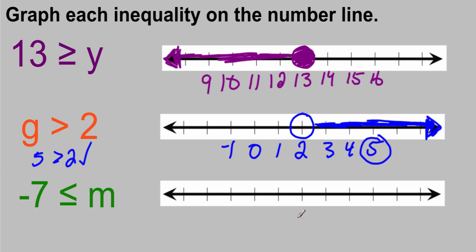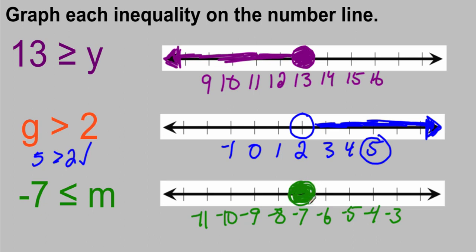-7 is less than or equal to m, and m is greater than or equal to -7. So we're going to start counting. -7, -6. Oh, please remember our integer unit, that they get towards 0 the further to the right we go. All right. Put our circle at -7 and have to decide whether we fill it in. M is greater than or equal to -7. That equal sign is there, so you got to shade. That means it's okay to be equal to -7, so we're shading it in.